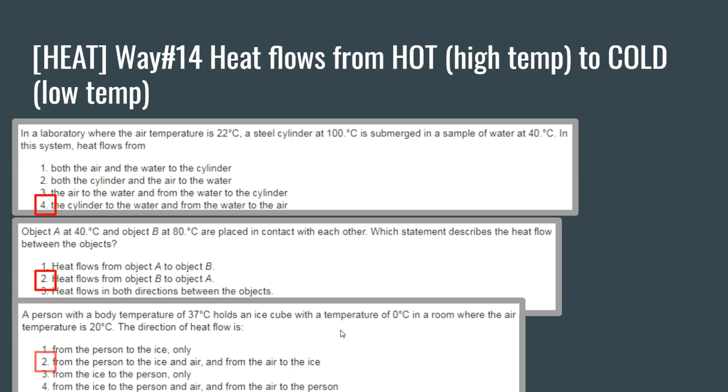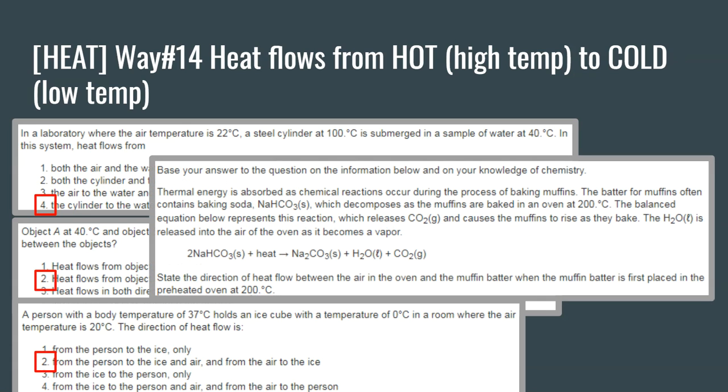Therefore, the answer choice is 2. From the person to the ice and from the air to the ice. But please note that the temperature of the person is at 37 degrees Celsius and the air is at 20 degrees Celsius. So since the person is making contact with the air and the person is hotter, we would expect the heat flow to be from the person to the air as well as the ice and from the air to the ice, since those are currently the hottest objects in question.